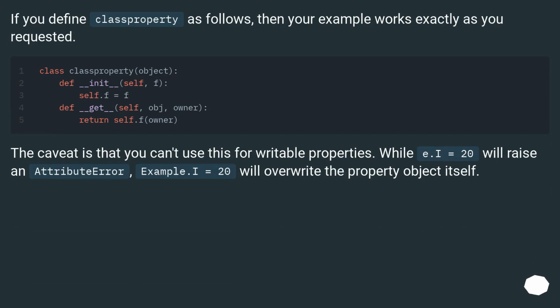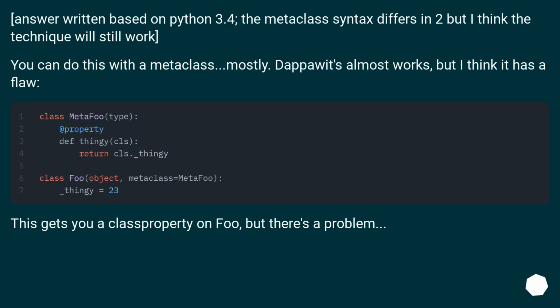If you define class property as follows, then your example works exactly as you requested. The caveat is that you can't use this for writable properties. While e.i = 20 will raise an attribute error, example.i = 20 will overwrite the property object itself. Answer written based on Python 3.4. The metaclass syntax differs in 2, but I think the technique will still work.